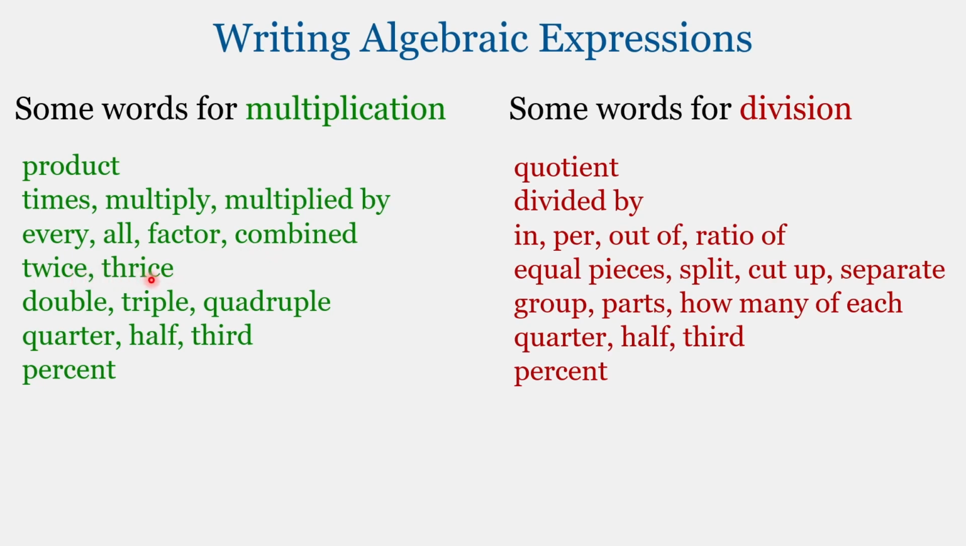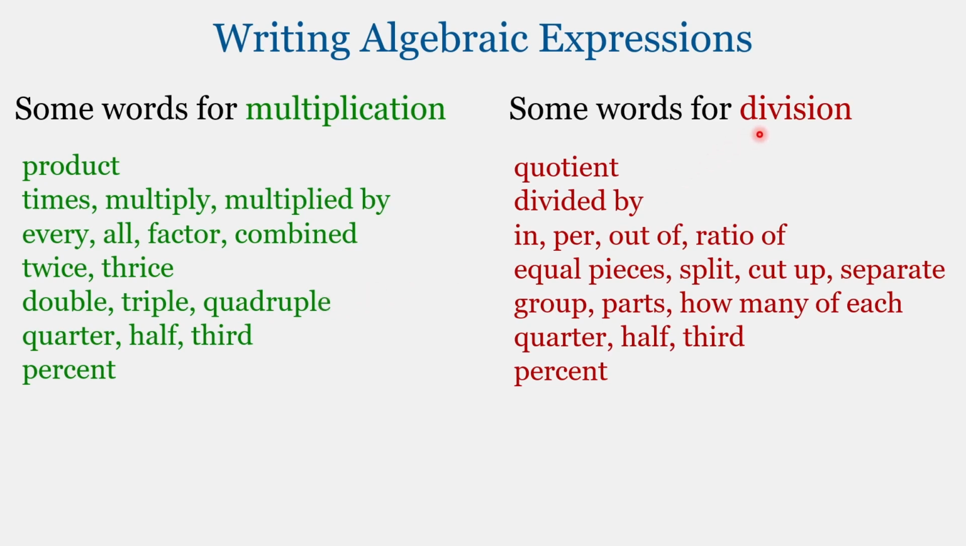Twice and thrice mean something very specific. Twice is 2 times, or double. Thrice is 3 times, or triple. And we have quadruple and other multiples, that are multiples of various numbers.